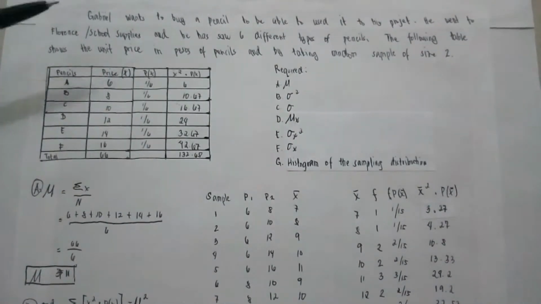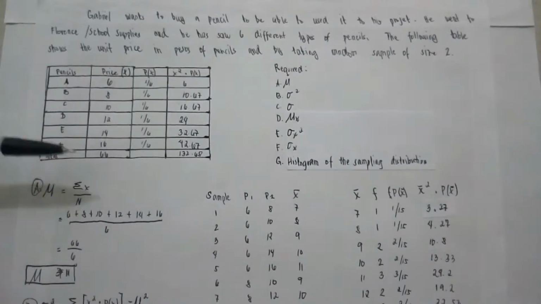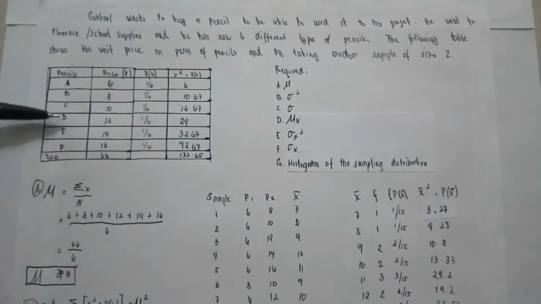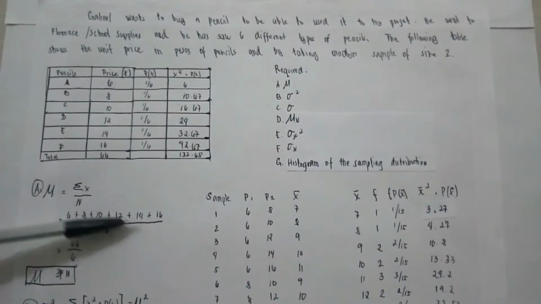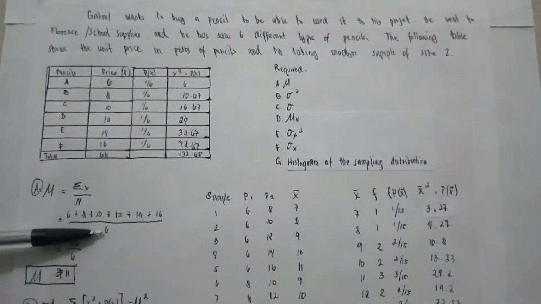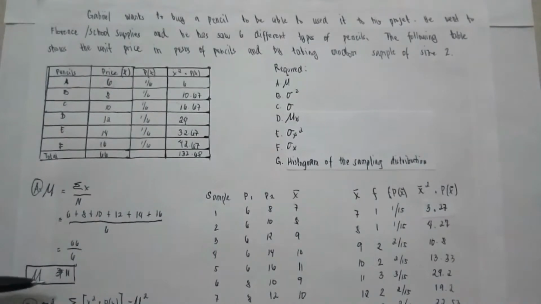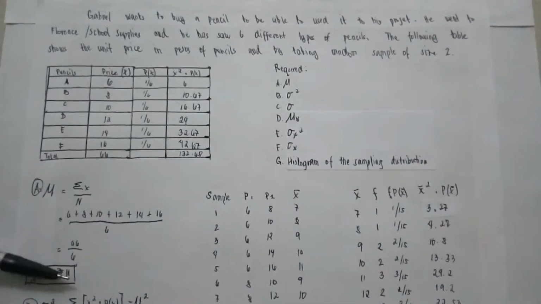So, ang una natin kukunin ay ang value ng mean of the population. Para makuha ang value ng mean is i-add lang itong mga price na to, then divide sa 6 since 6 ang pencils. So, 6 plus 8 plus 10 plus 12 plus 14 plus 16 divided by 6 equals 11. So, ito yung value ng mean, 11 pesos.